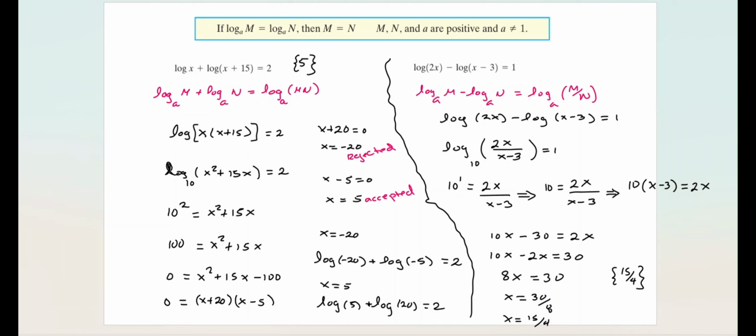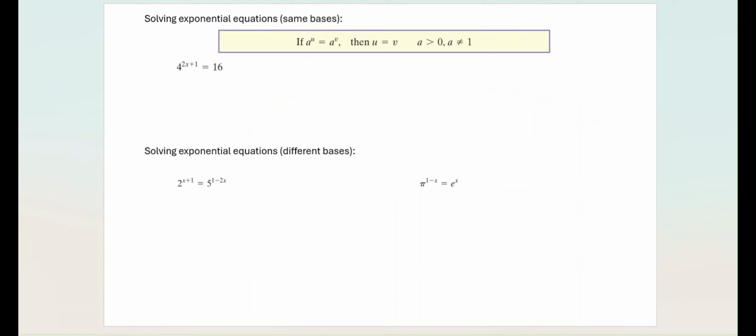Now let's see now some exponential equations. So when we studied exponential equations, we were working with exponential equation with the same basis. When we have exponential equation with the same basis, we can use this theorem that say that if a to the u is equal to a to the v, then u is equal to v, right? So what we have to do, we have to try to get the same basis in both sides, right?